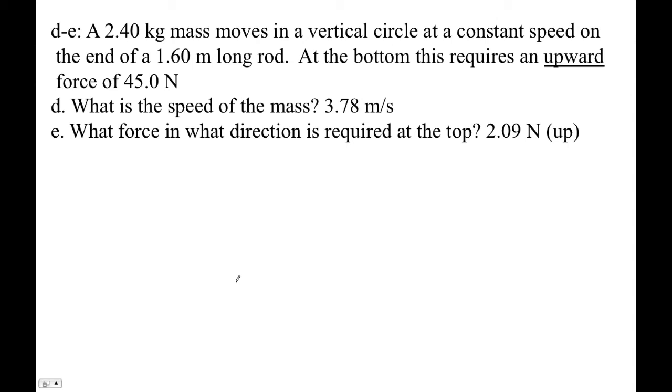Okay, we got one more problem here. We've got a 2.4 kilogram mass going in a vertical circle on the end of a 1.6 meter long rod. At the bottom, this requires an upward force. It's always going to be upward, right? Of 45 newtons. So the first thing I'm going to do is find the weight of this thing.